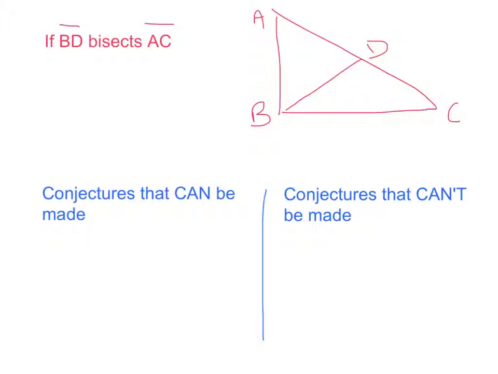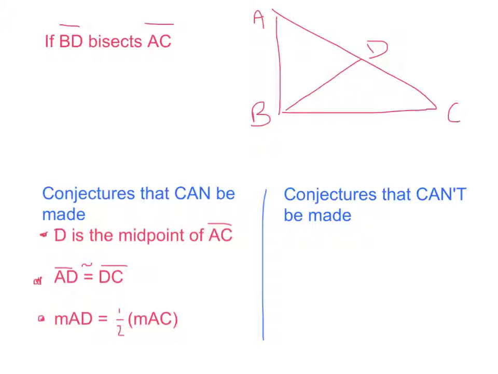Some conjectures that can be made are that D is the midpoint of AC, that AD is congruent to DC, and that the measure of AD is 1/2 the measure of AC. Now the reason why we can make those conjectures is that the definition of segment bisector is that a segment or point in a line or plane splits a segment into two equal parts.